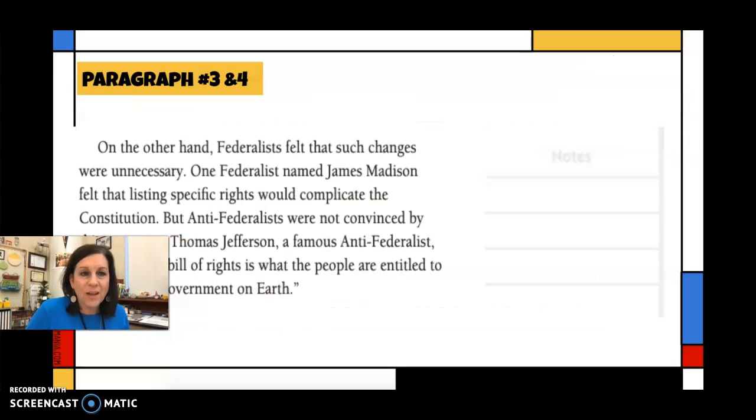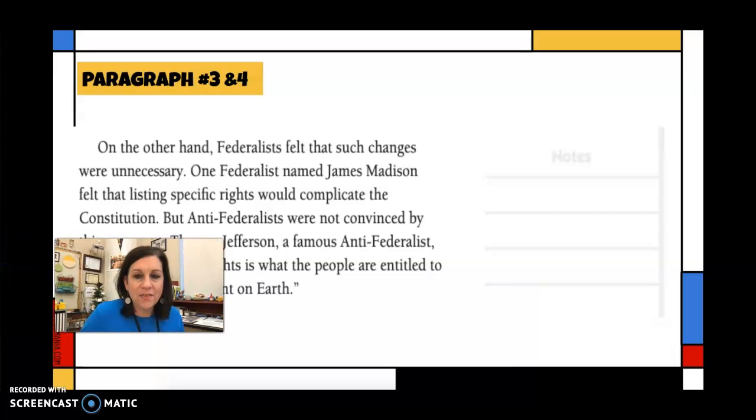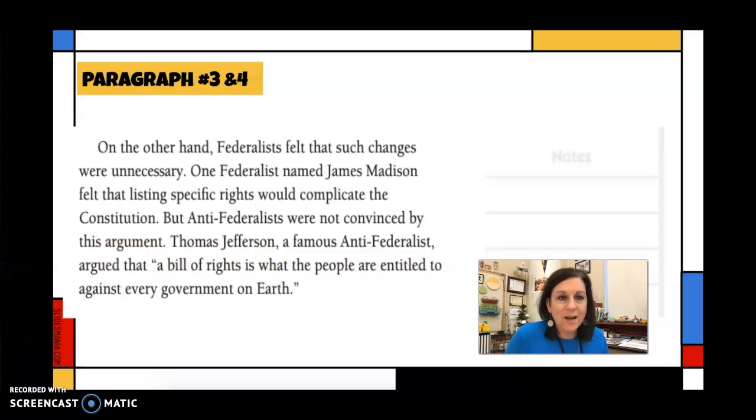Now, on this side, paragraph 4, it's now going to give the opposing side, the Federalist side. On the other hand, helps us to know that that is the other side's opinion. Federalists felt that such changes were unnecessary. So that right there is saying they do not agree.